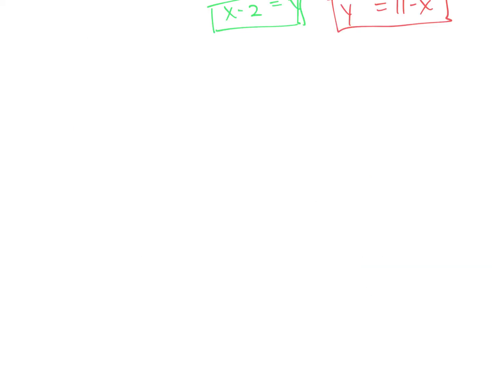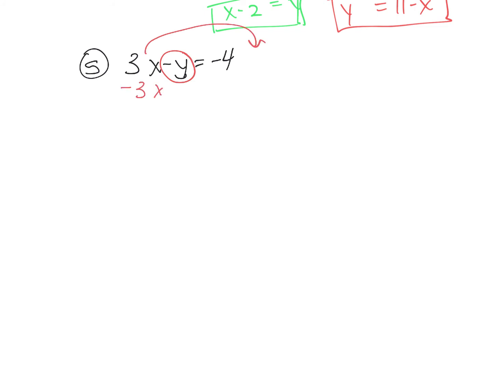Okay, next one. Let's look at example 5. We have 3x minus y equals negative 4. I'll kind of make that a y there. Circle our negative y. We're going to bring our 3x over. So remember, we're pushing it to that other side. That means opposite signs. You can double check. 3 minus 3 is 0. 0 times x is 0. That's how that cancels out.